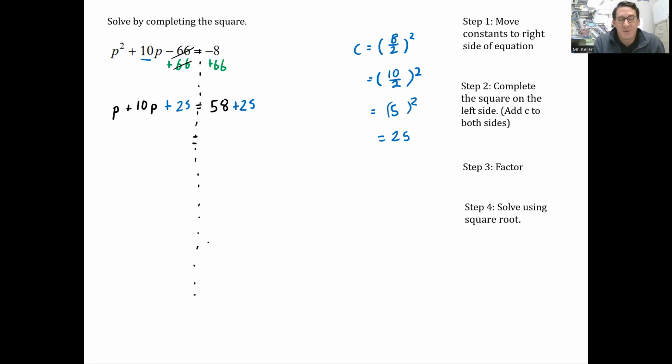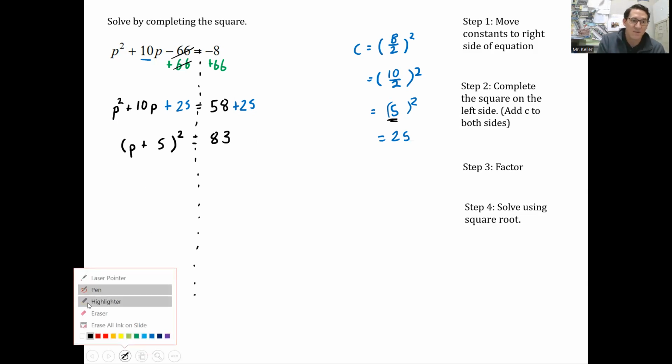Simplify this side, 58 plus 25, 83. So just add those together. This side here, that's supposed to be squared there. I'm going to factor the left side using the shortcut. So it's going to be p, I'm looking at half of b here. So half of b is 5. It's positive 5, so it's just going to be plus 5 in here. Now it's factored. And now we're going to go back to what we did at the beginning of the video.